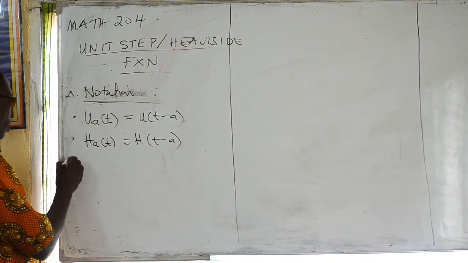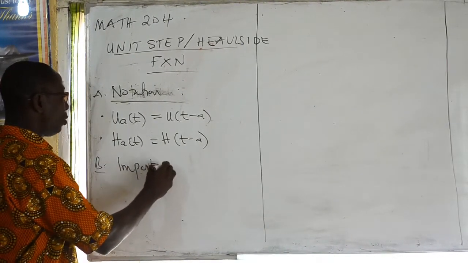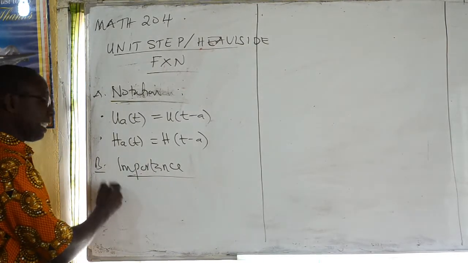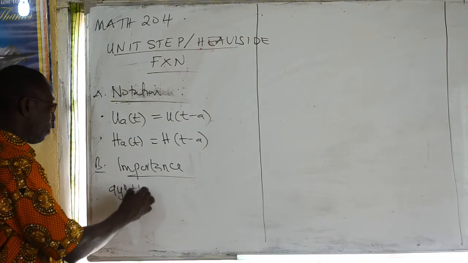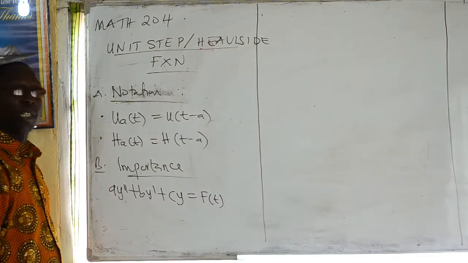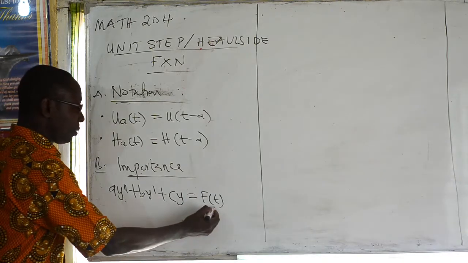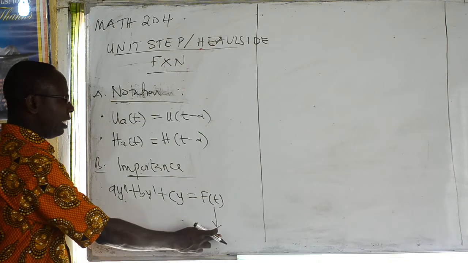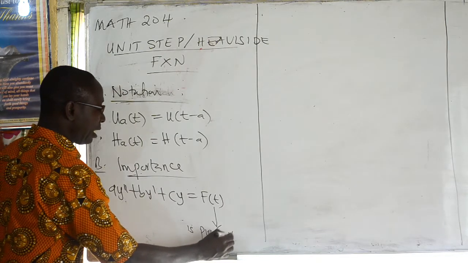Now, the second thing to consider is the importance. Why are we doing the unit step or Heaviside step function? We realize that in certain differential equations, like this second order differential equation with constant coefficients, this f of t is piecewise continuous.